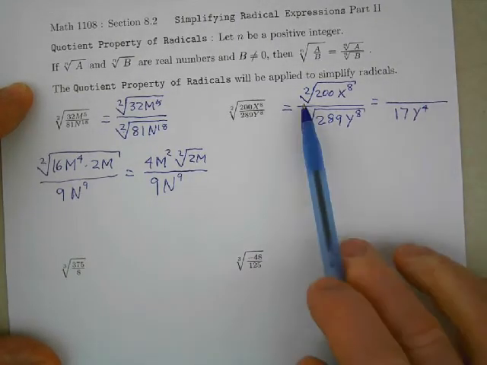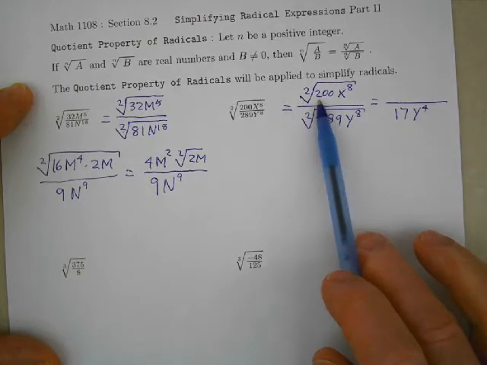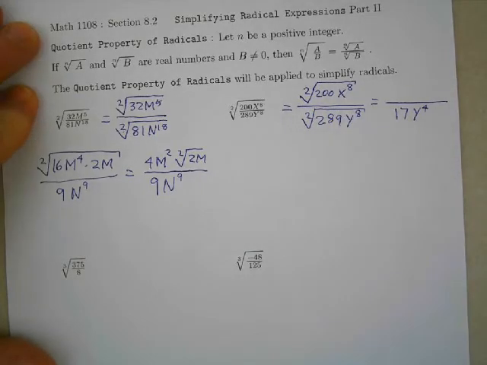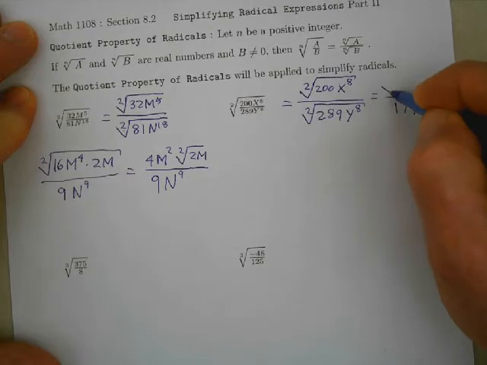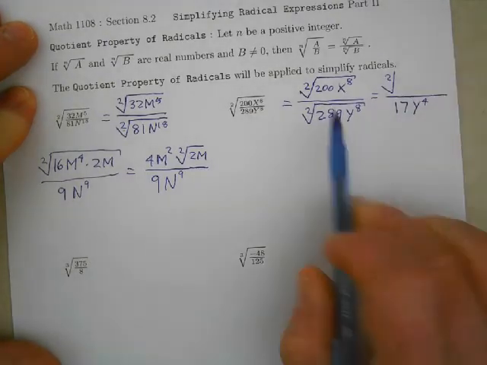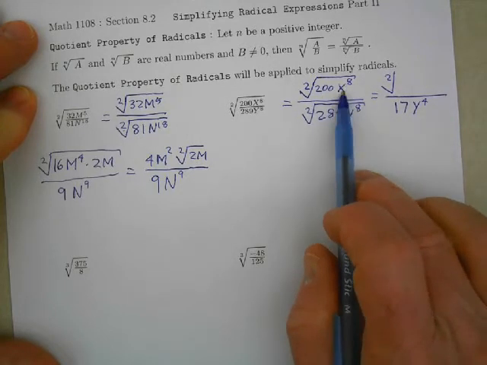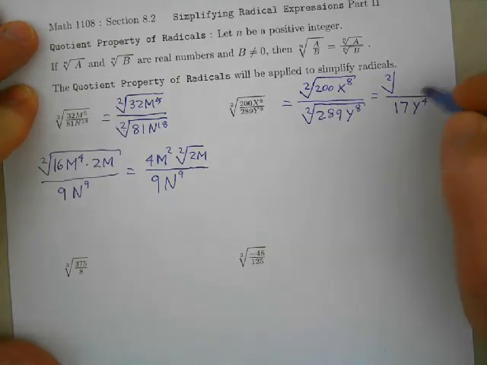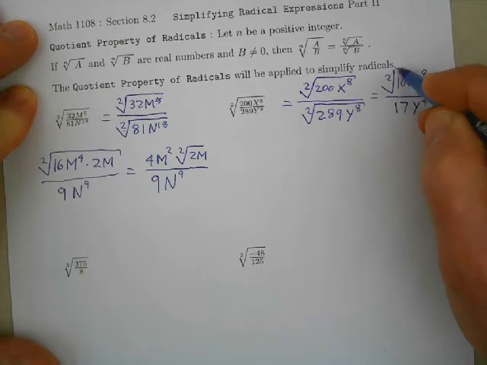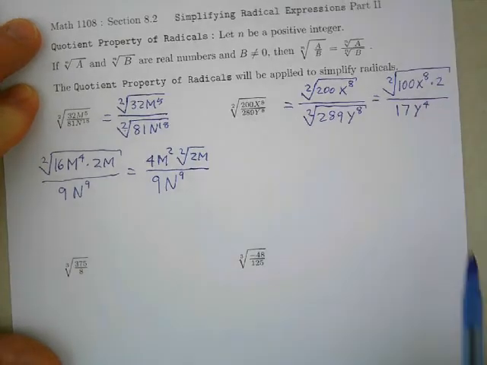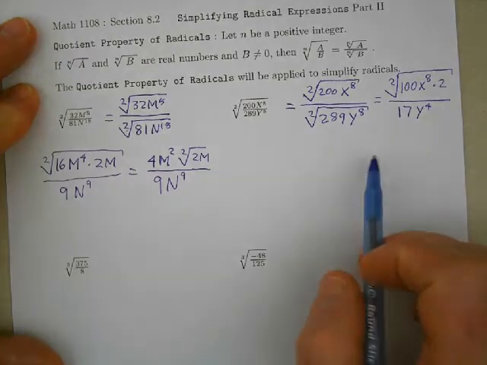And then we simplify the square root of 200x to the 8th. Okay, well, the largest factor of 200 that's a perfect square is 100, and x to the 8th is a perfect square. So we can write this numerator as the square root of 100 x to the 8th times 2. And then in the next step, we'll just write the simplified result.